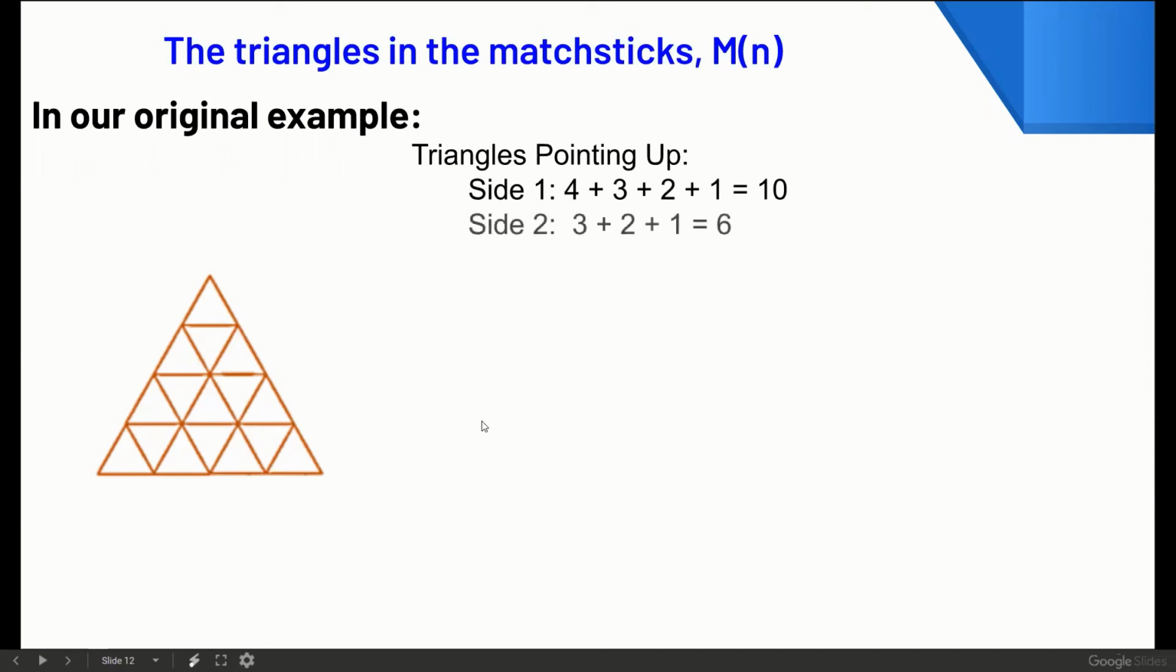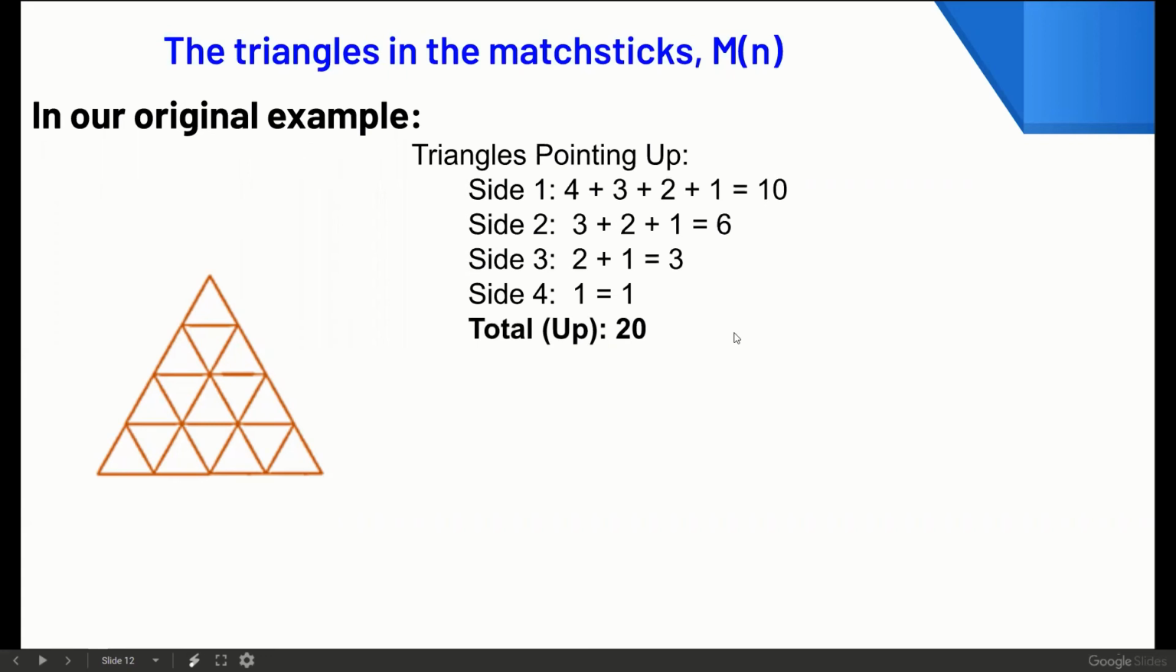With a side length of 2, we have 3 across the bottom, then 2, then 1, which is 6. Side length 3, 2 plus 1 is 3. Side length 4, that's the entire triangle. There's 1 of those. So the number of triangles pointing up totals up to 20.